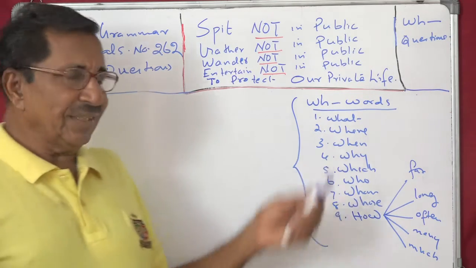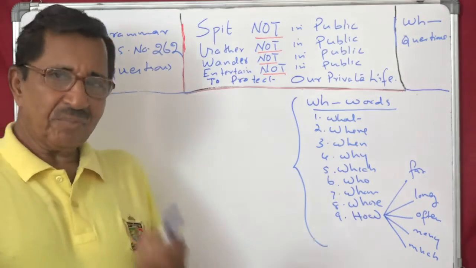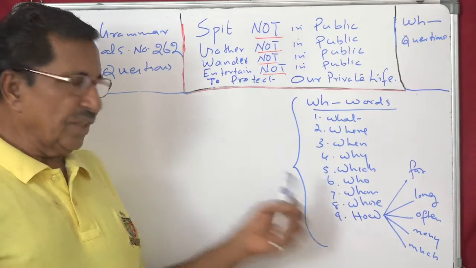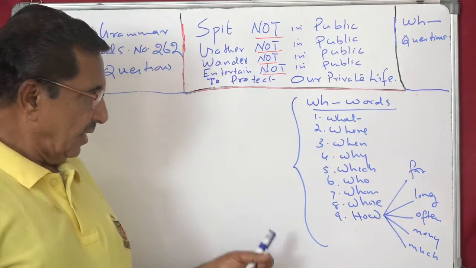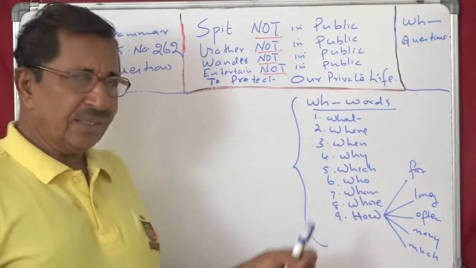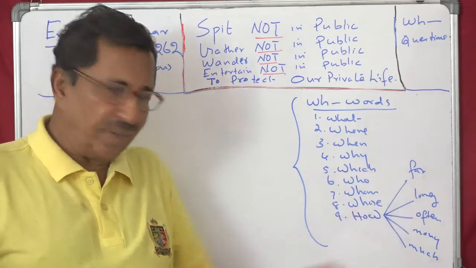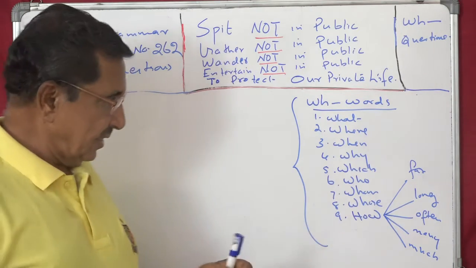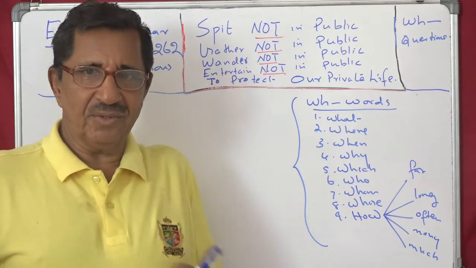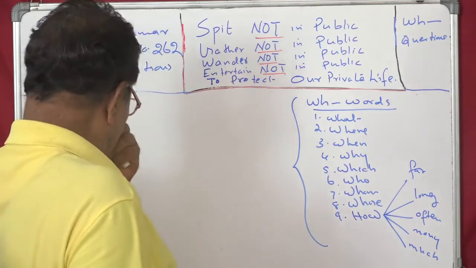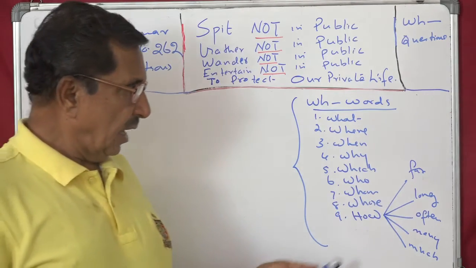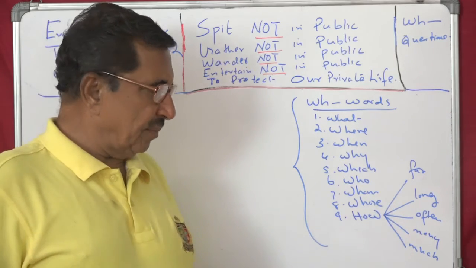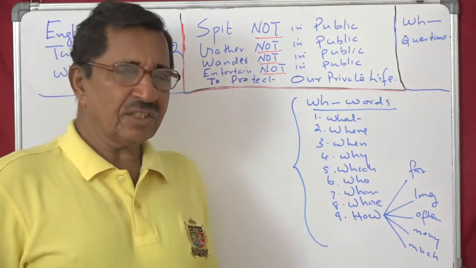Now here, what means something, where means place, when means time, why means reason, cause, which means choosing, which one you like, who means the person, whom means object or to a person, whose means of a person, and how means the way you do things. Understand? And with the how we can see how far means distance, how long means time, how often means frequency, how many means number, and how much means quantity.